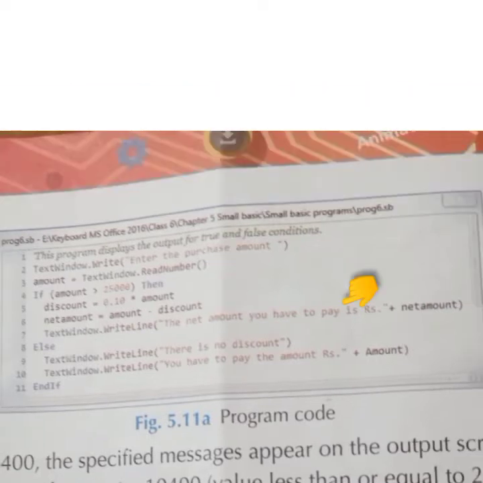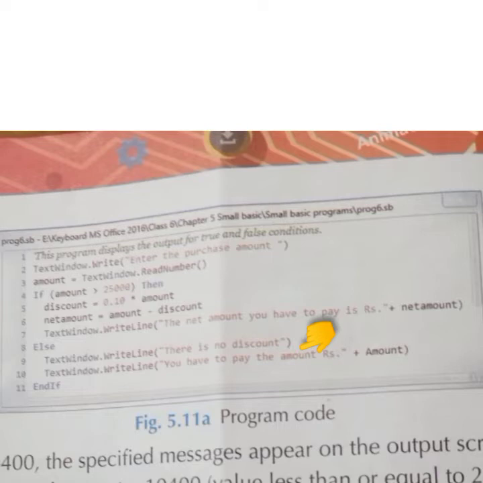Okay, so if the condition is false, it comes to the next, ninth and 10th statements. It executes those statements only if the condition is false. So if the condition is false, these two statements are executed. Next, TextWindow.WriteLine of "There is no discount". That line is executed first, after that TextWindow.WriteLine of "You have to pay the amount rupees" plus amount.